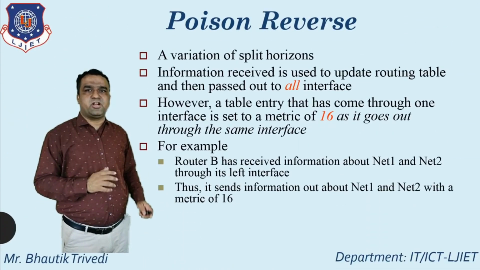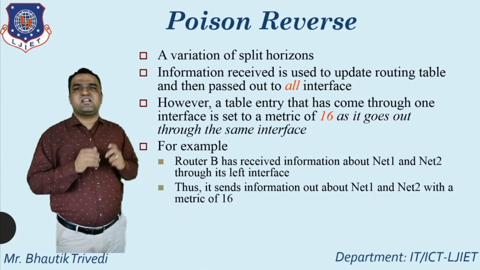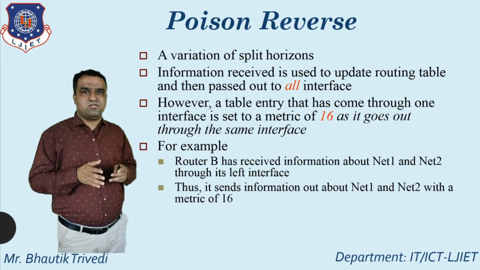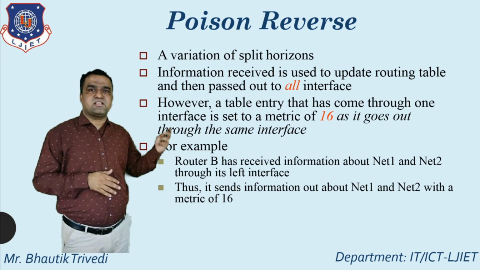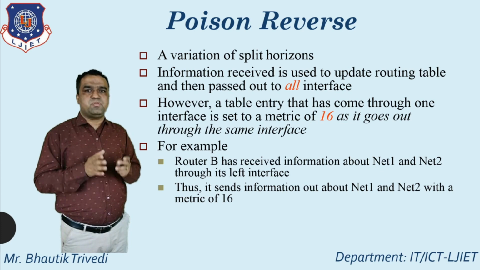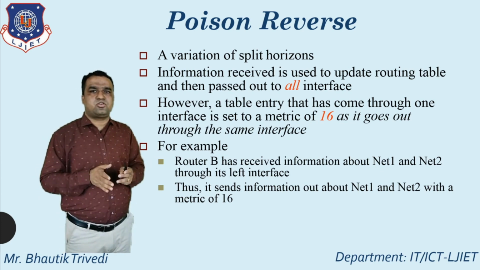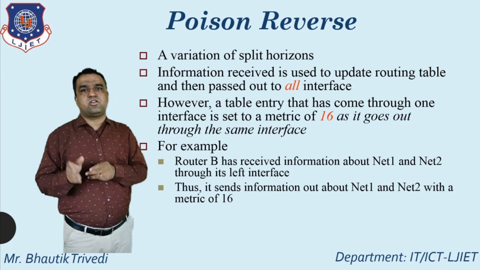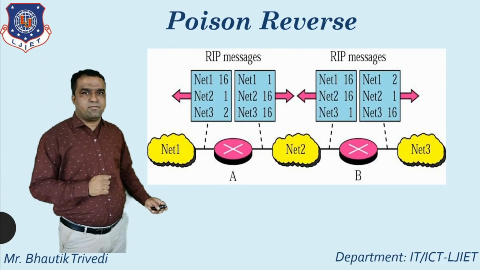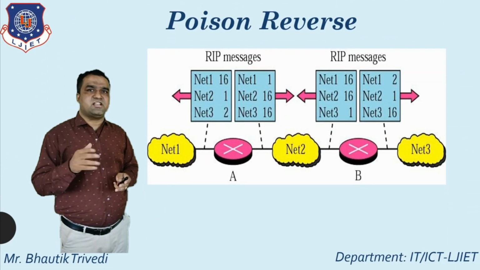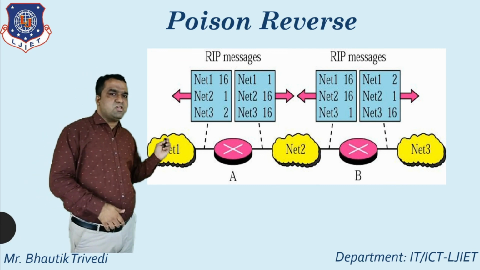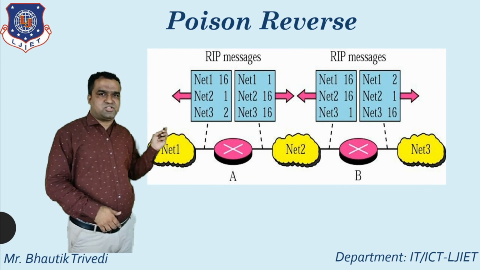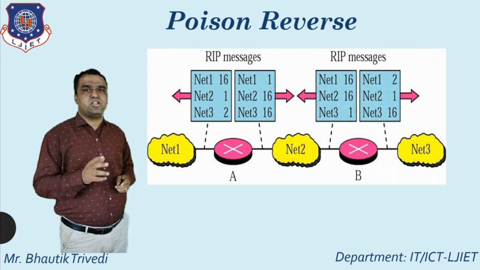And the last point for this session, poison reverse. Poison reverse is a variation of split horizon. The information received is used to update the routing table and then passed out to all interfaces. Router B has received the information about net 1 and net 2 through its left interface, and it shares the information about net 1 and net 2 with a metric of 16. Here you see the diagram. Up to this, the discussion was regarding split horizon, but here we can directly send the information of net 1 and net 2 also with the metric value of 16. So that's the concept of this particular session.